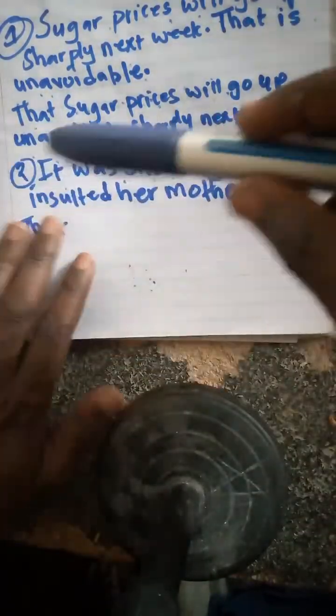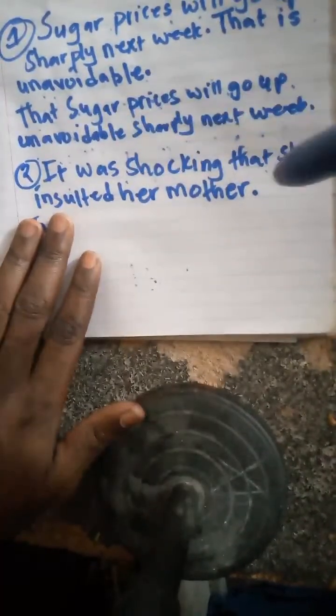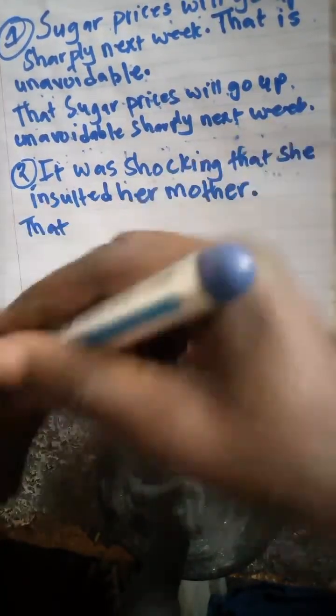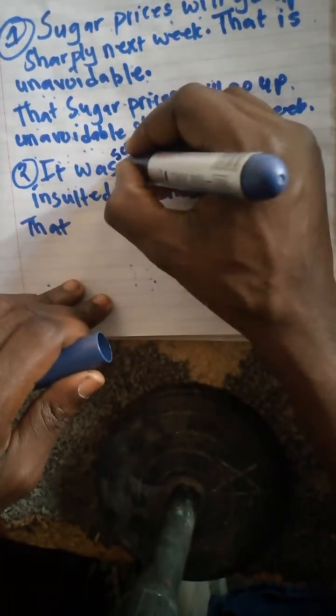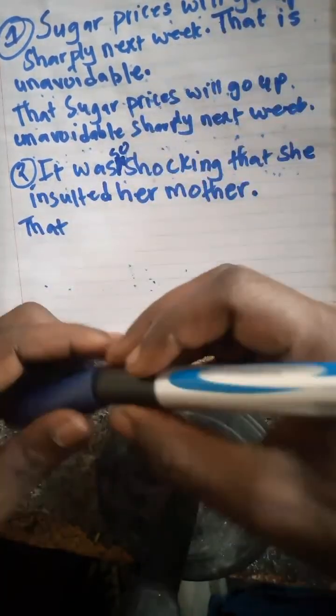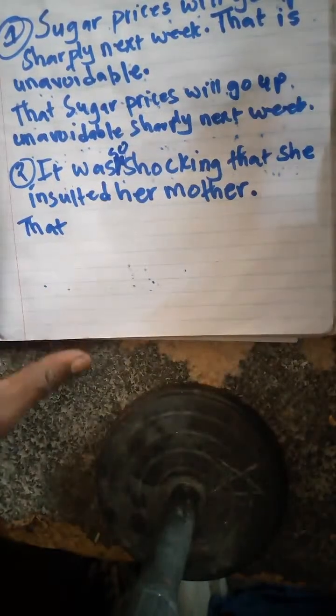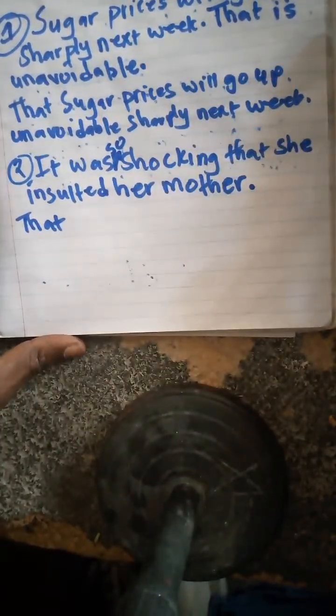Okay, here it reads, it was shocking that she insulted her mother. Here there must be so. It was so shocking that she insulted her mother. Then begin that.